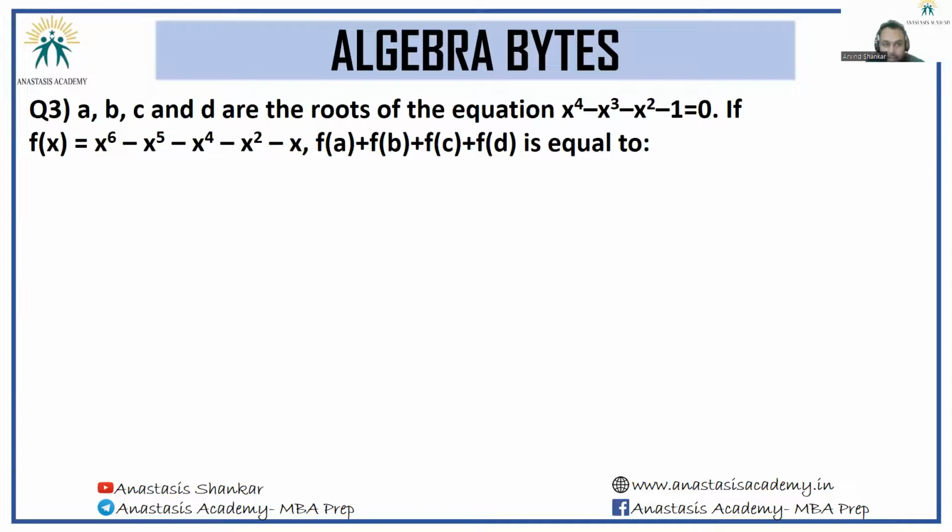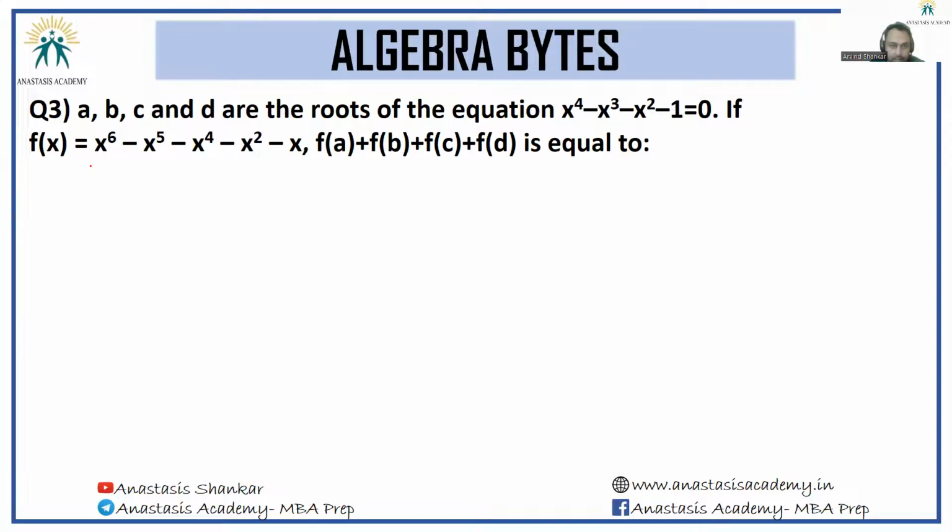Next, A, B, C, D are roots of the equation x⁴ - x³ - x² - 1 = 0. If f(x) is equal to this, f(a) + f(b) + f(c) + f(d) is equal to. Okay, let's see.